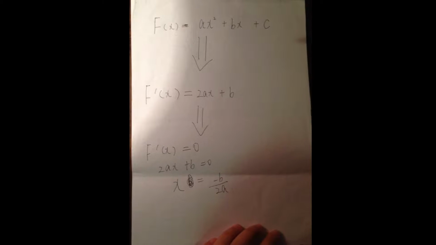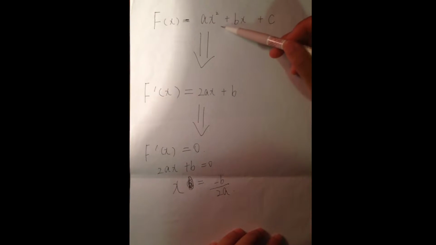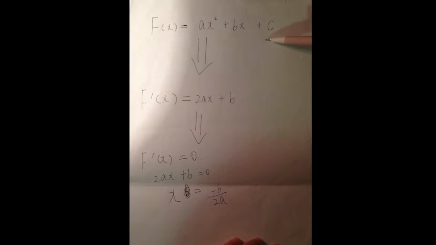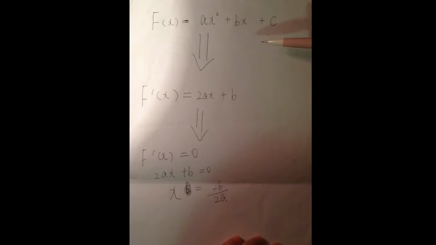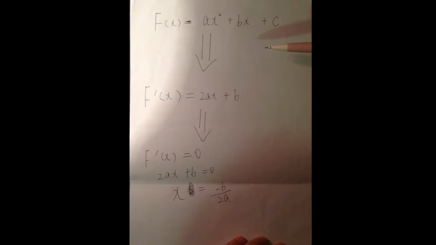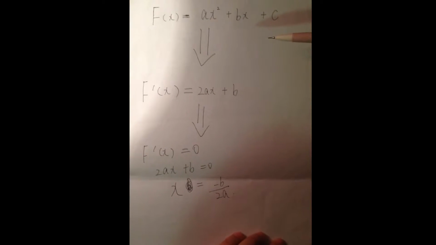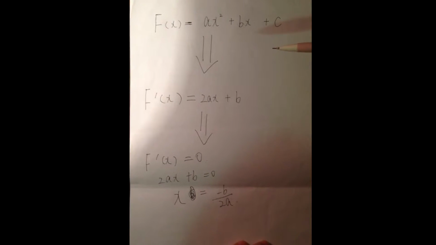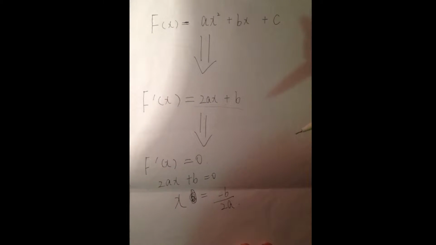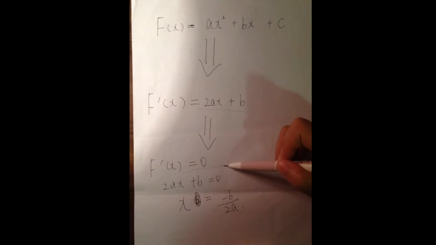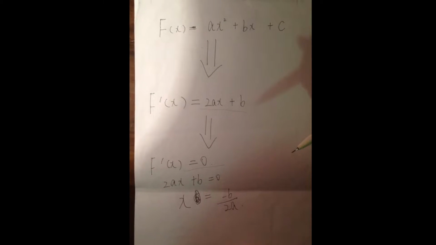For this question, we use f(x) = ax^2 + bx + c to calculate the maximum and minimum value of f(x). We can use the derivative to solve it. The derivative of f(x) equals 2ax + b. Suppose that the derivative of f equals 0. We can figure out that x equals -b/(2a).